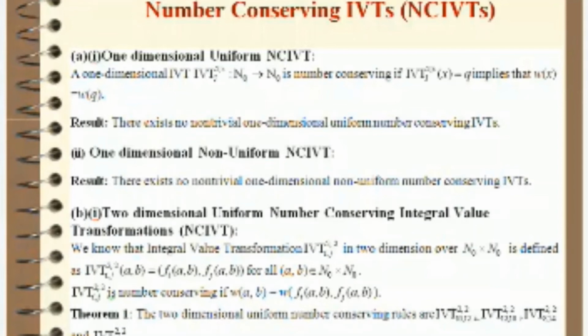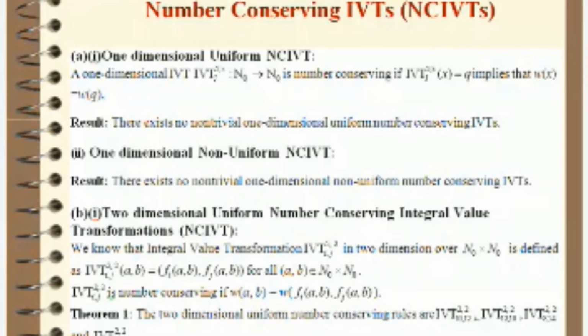The result is there is no such non-trivial number conserving IVTs. Then we have discussed one-dimensional non-uniform number conserving IVTs, and here the result is also the same. There is no such IVTs. After this, we have given the discussion about two-dimensional uniform number conserving integral value transformation.